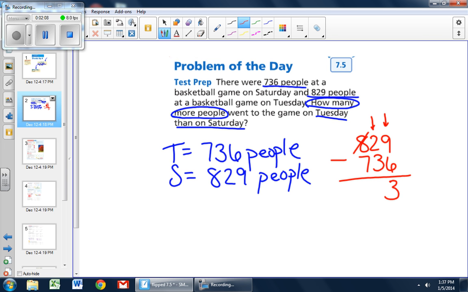borrow. If I take 1 from 8, that leaves me with 7 in my hundreds place, and that gives me 10 to put into my tens place. So I have 12 minus 3 now, which I know is 9. 7 minus 7 is 0. So my answer would be 93 people.